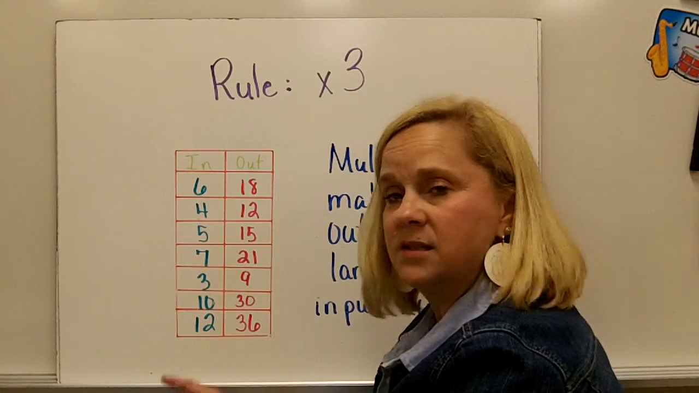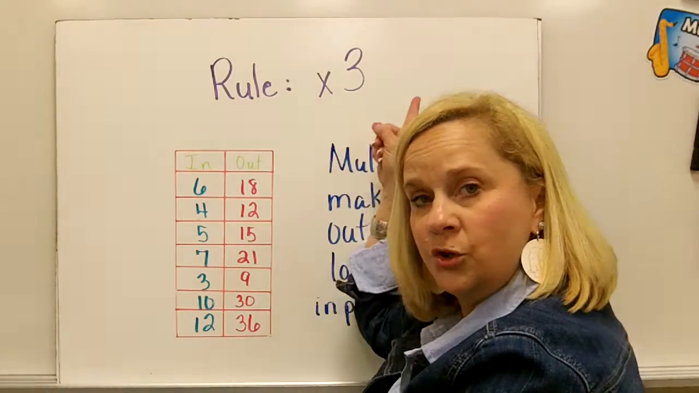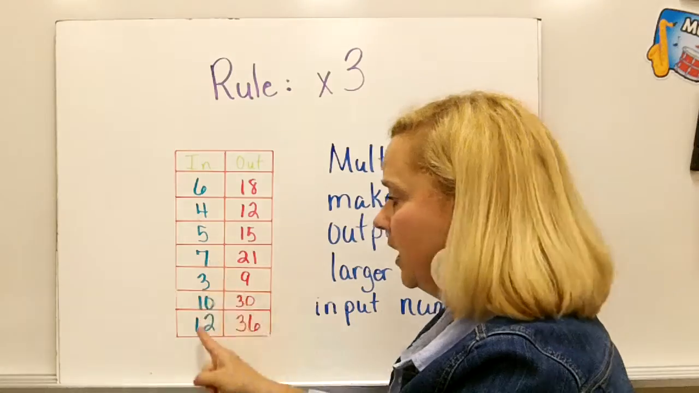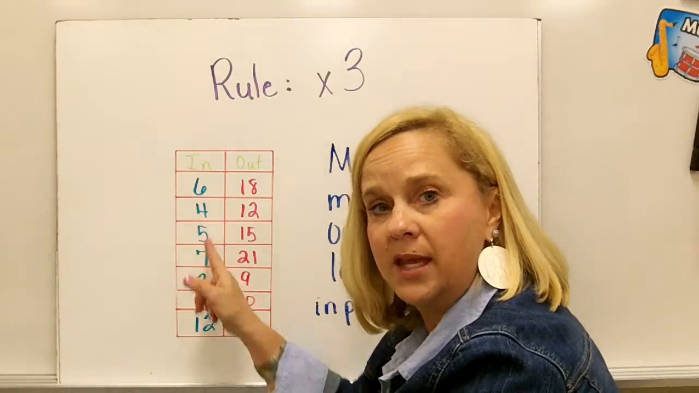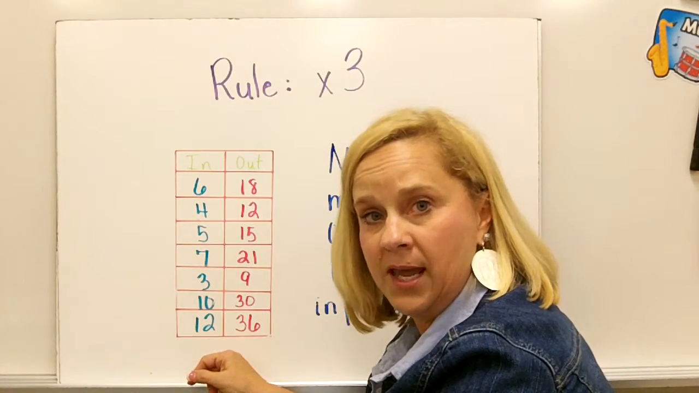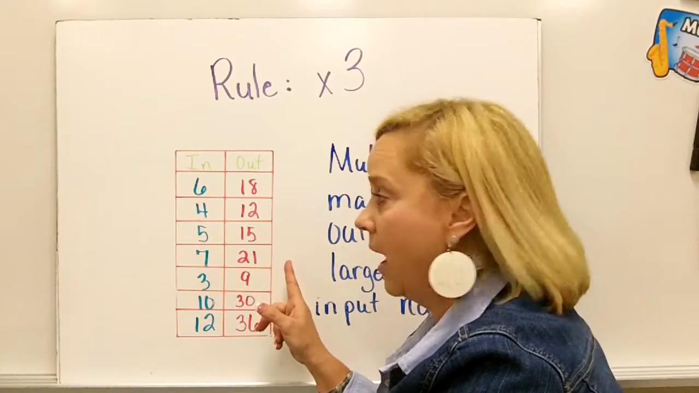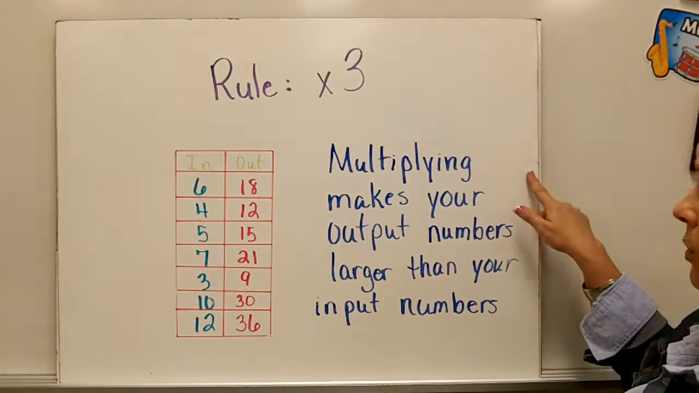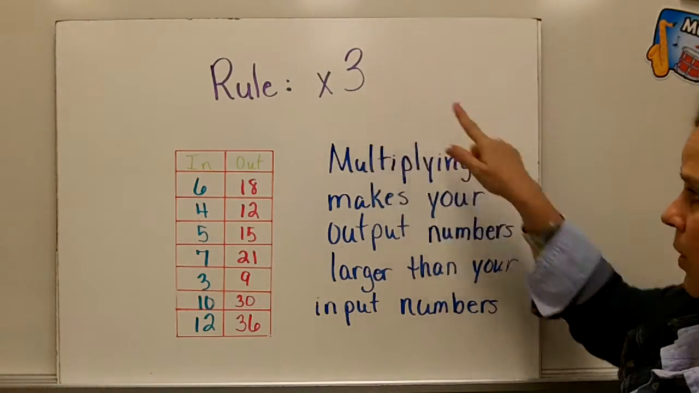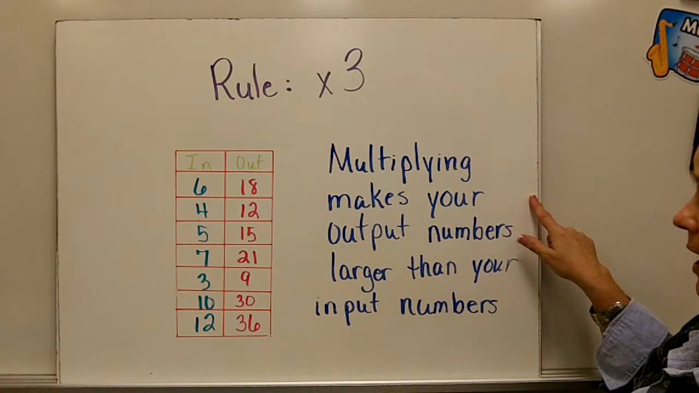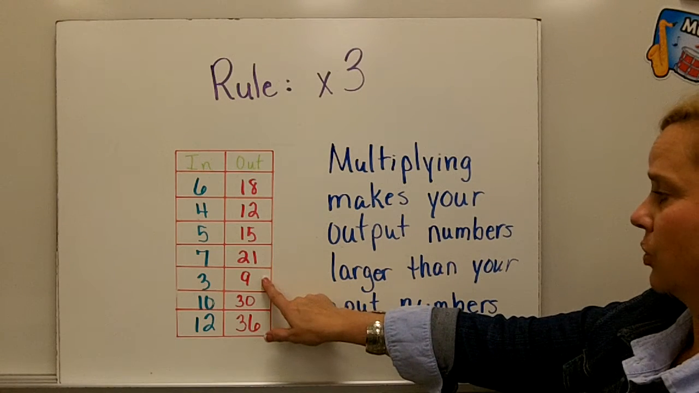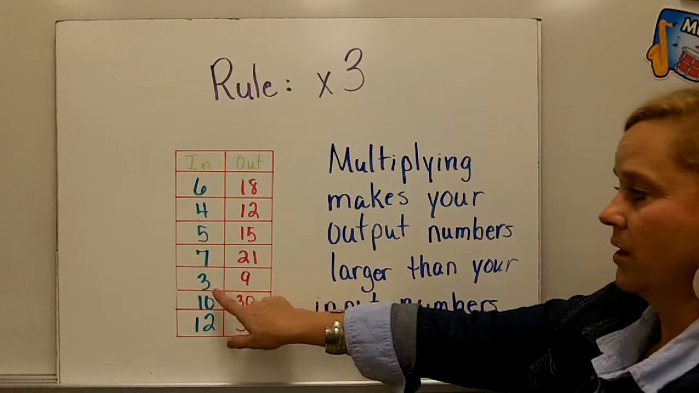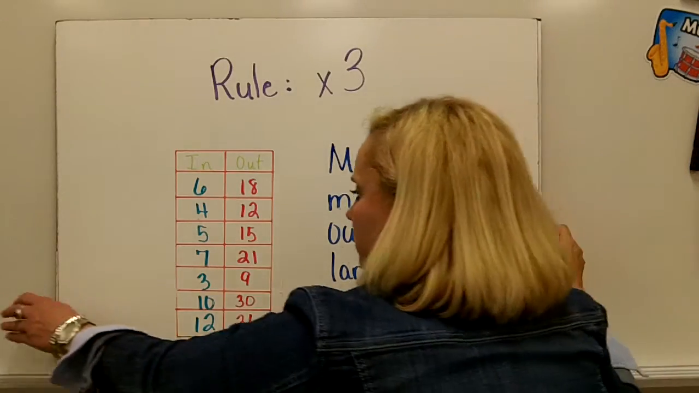So for each of these numbers here in the input box, you're using the same rule for each one of these numbers, and you're multiplying each one of these by 3, and then you're coming up with your outcome. When your rule is multiplying, it makes your output numbers larger than your input numbers.